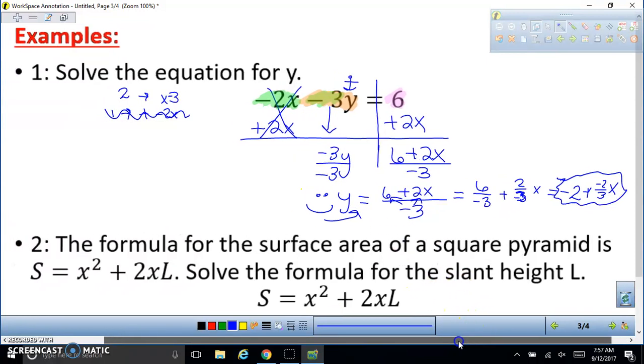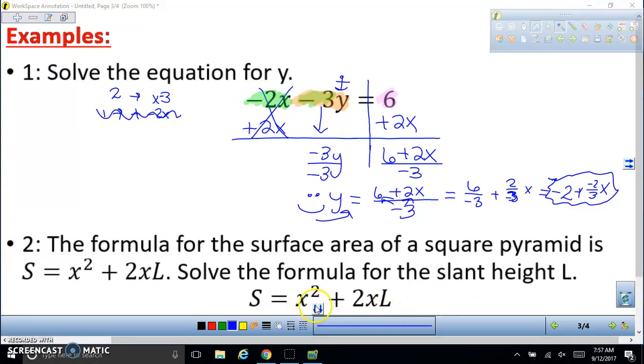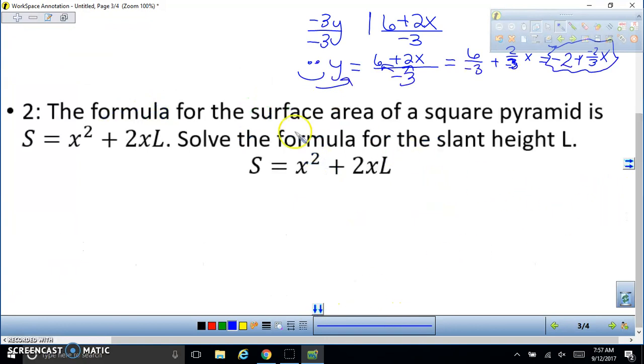Okay, let's look at example 2. The formula for the surface area of a square pyramid, so this is a pyramid that has a square base, is S equals x squared plus 2xl. Solve the formula for the slant height L. Slant height is if you were going to walk up the pyramid, that's slant to the tippy top of it. Okay, so we are trying to get L by itself.